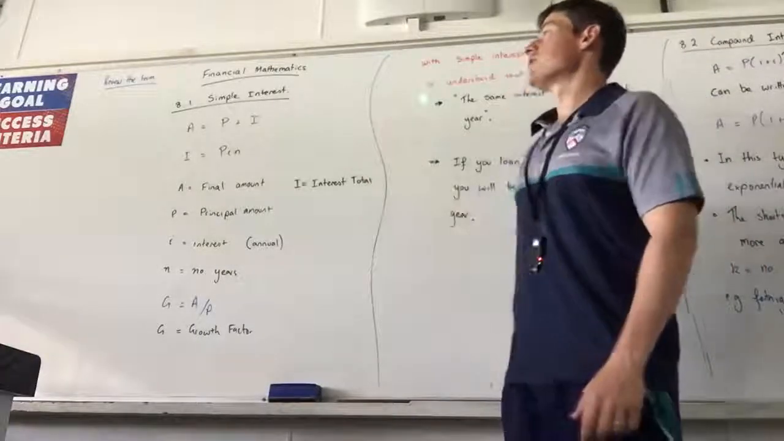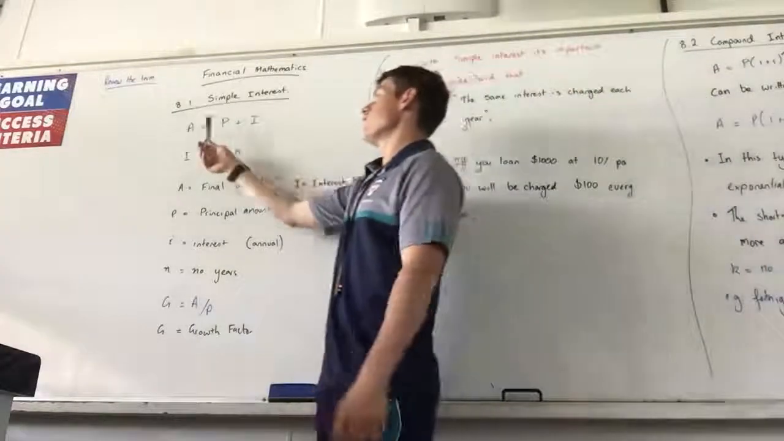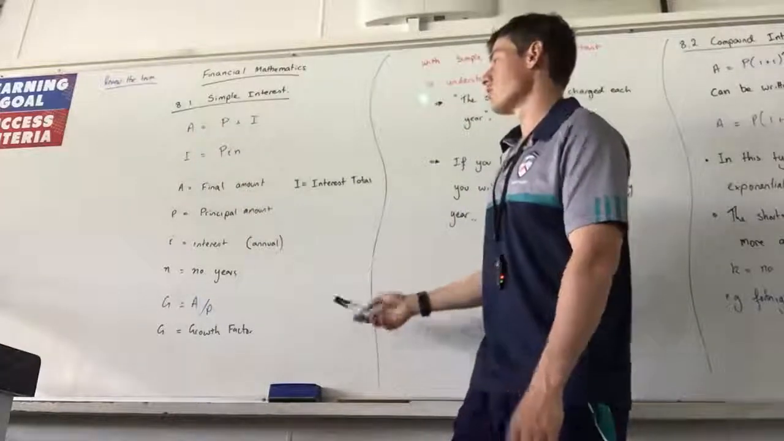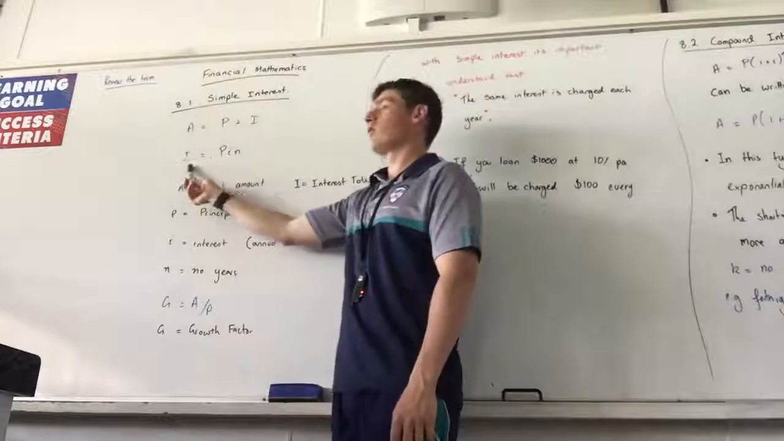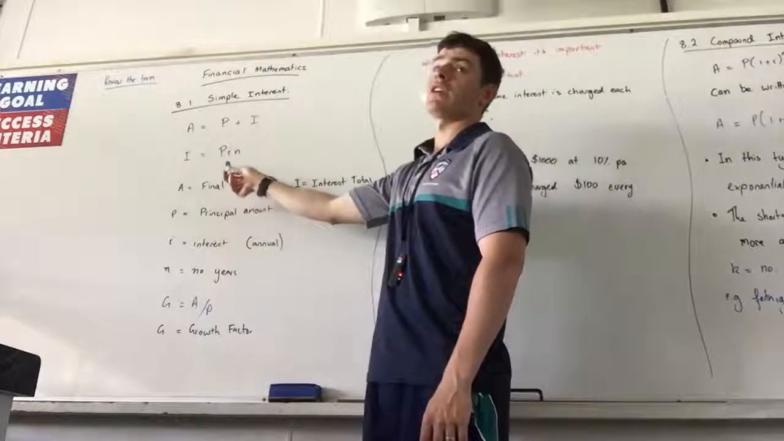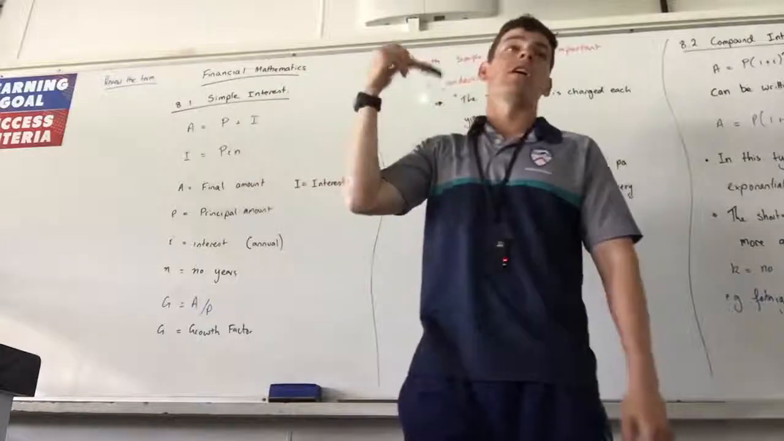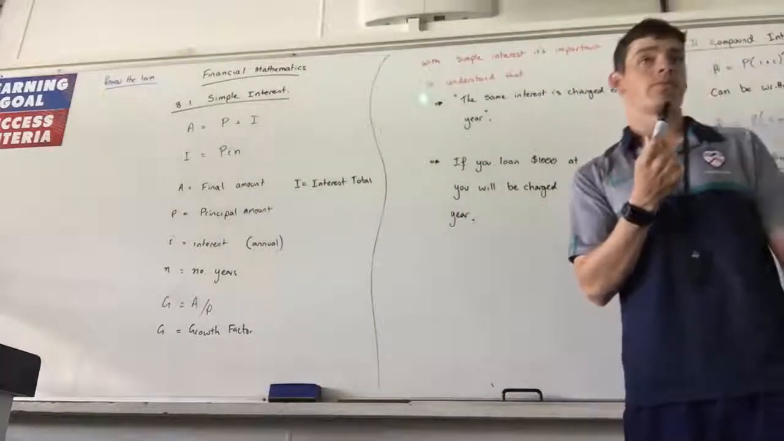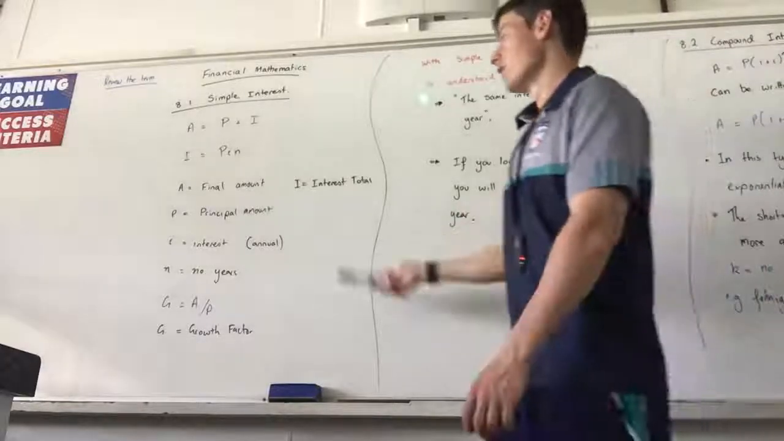For simple interest, the final amount is the initial amount plus the total interest earned over the series of the loan. But the total interest earned over this series of the loan is simply the principal times the interest rate times the n. Remember, with that interest rate, that needs to be in decimal form, not percentage form. Clear? There's all your terms.